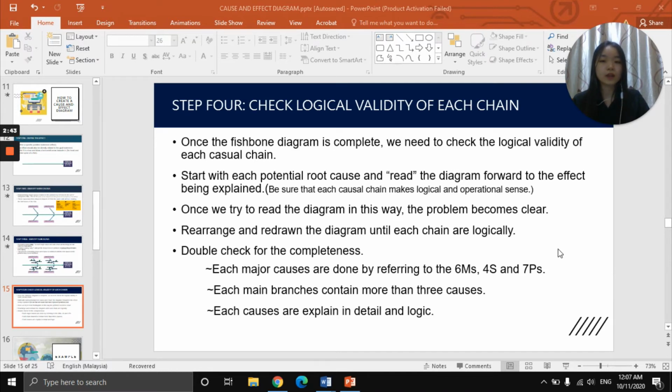For the last step, we are going to double check for completeness. We need to make sure each major cause is done by referring to the categories of 6M, 4S, or 7P. And also each main branch contains more than 3 causes and each cause is explained in detail and also logically.